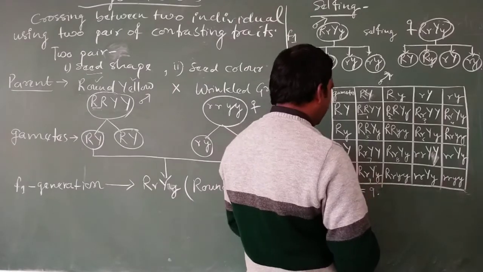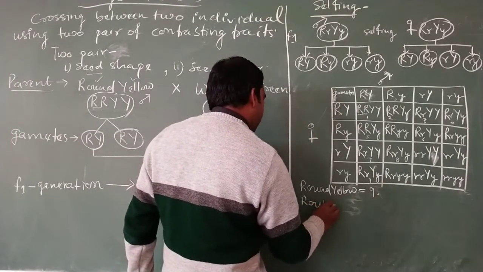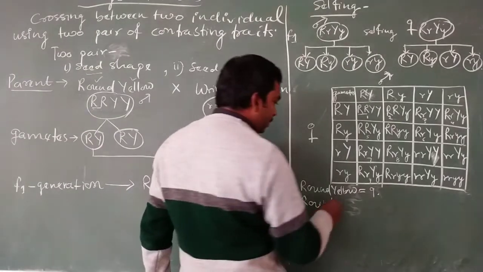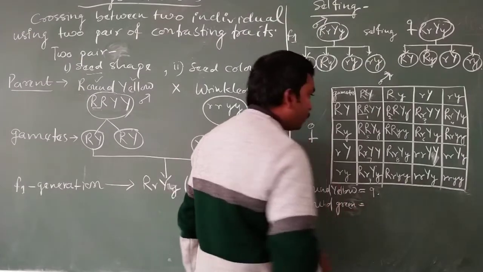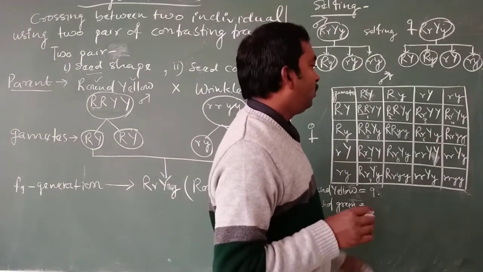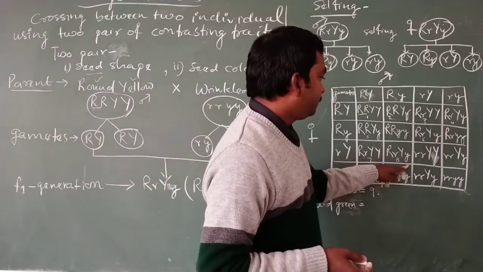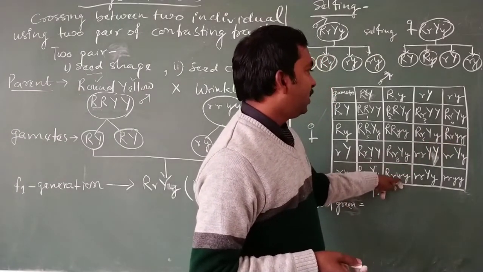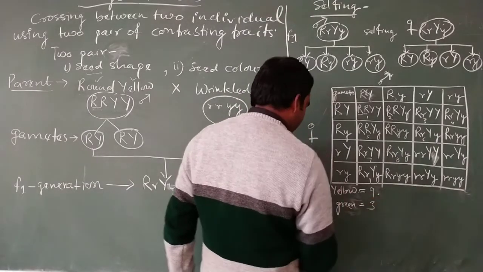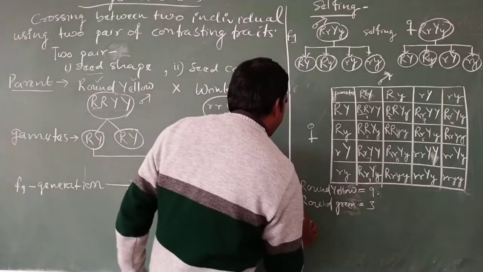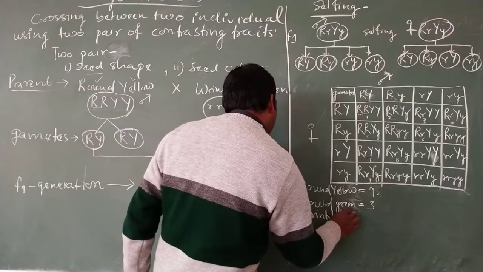Then the second possible outcome is round green. What are the outcomes for round green? The first, the second and the third. So these are the 3 possible outcomes for round green. Then it is wrinkled yellow. Wrinkled yellow.